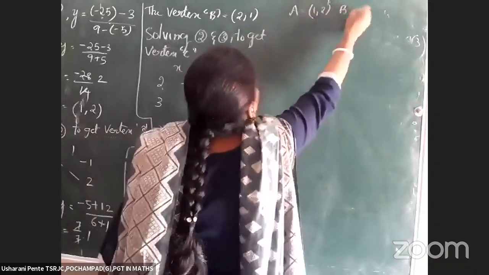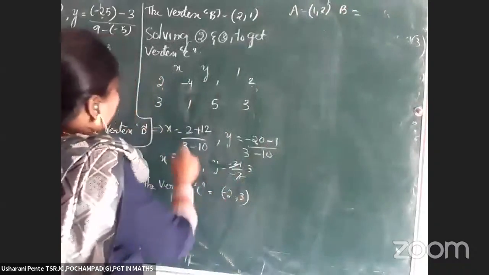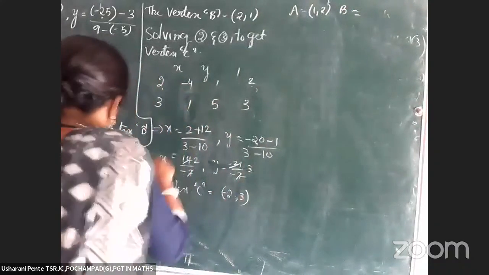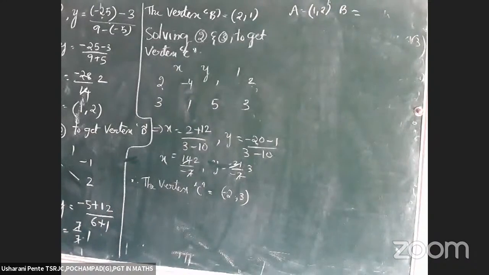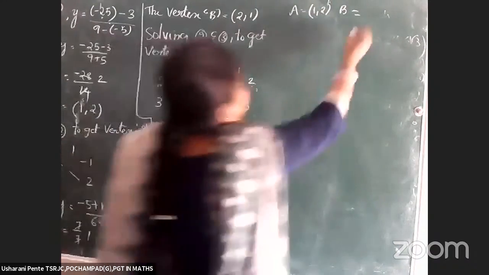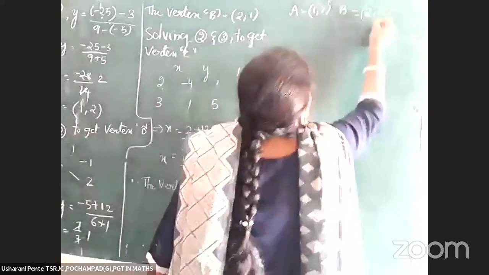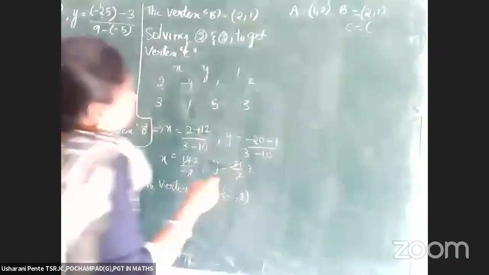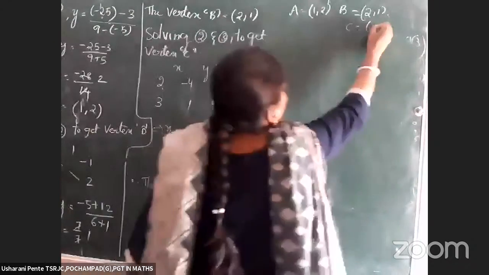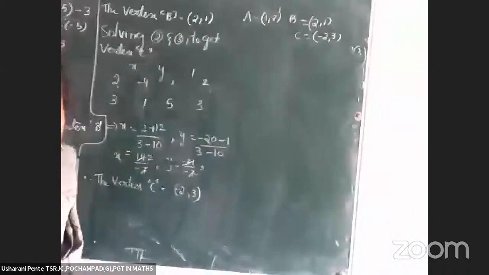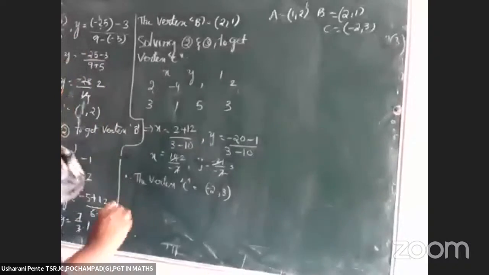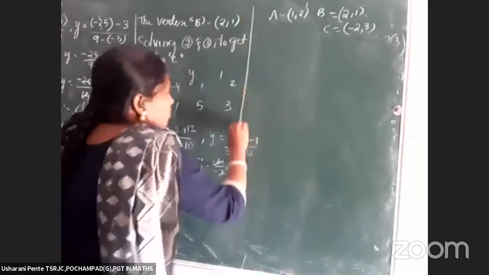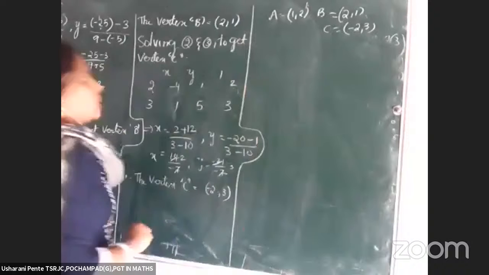B is equal to 2 comma 1 and C is equal to how much? C is equal to minus 2 comma 3. Now we are finding the midpoint. Now what are we doing? We are finding the midpoints of any two sides.